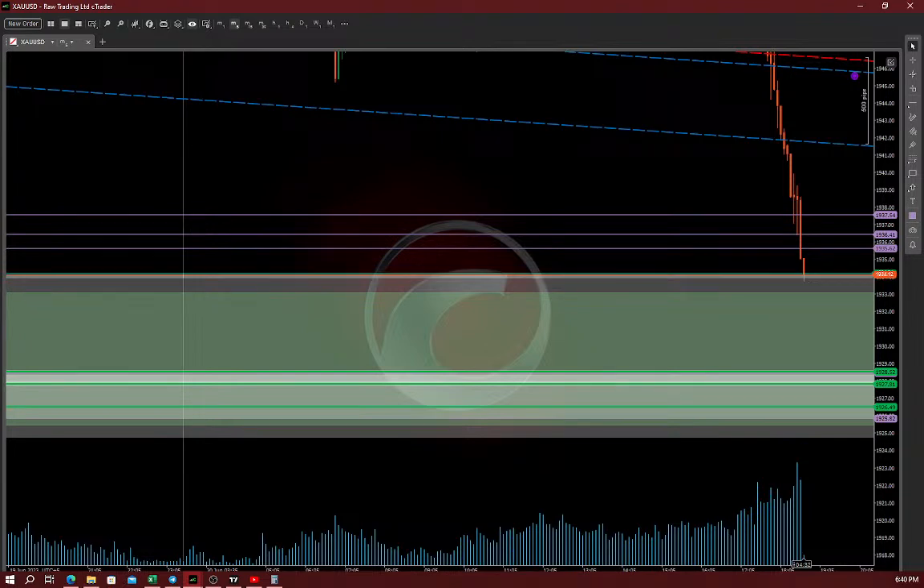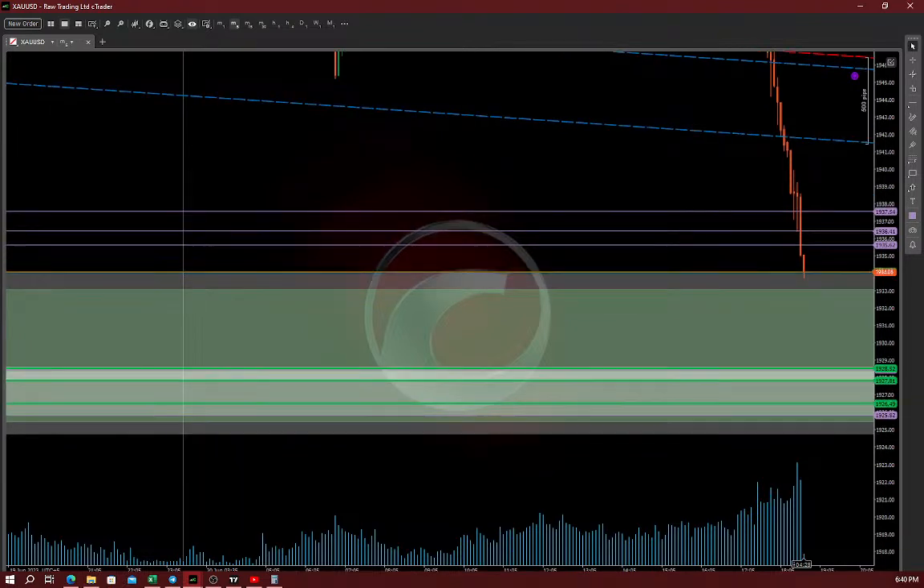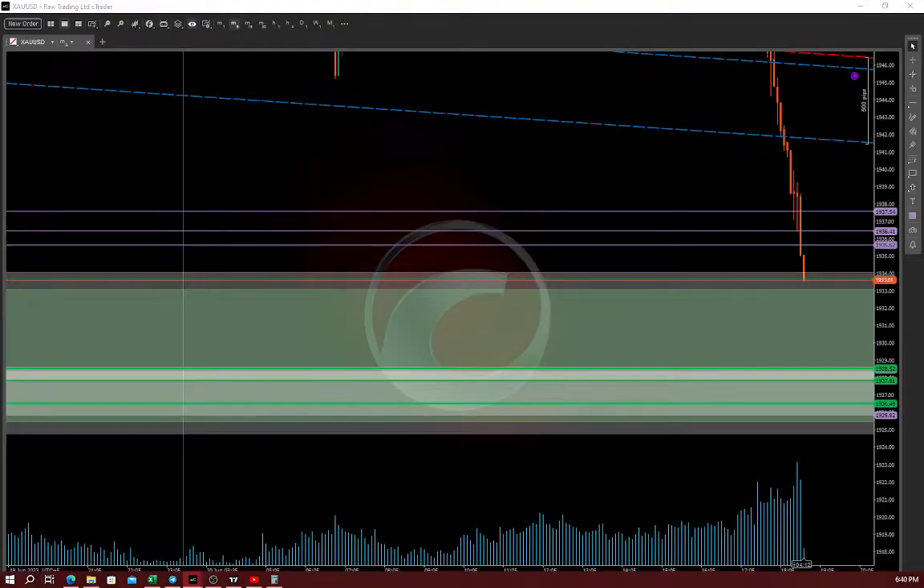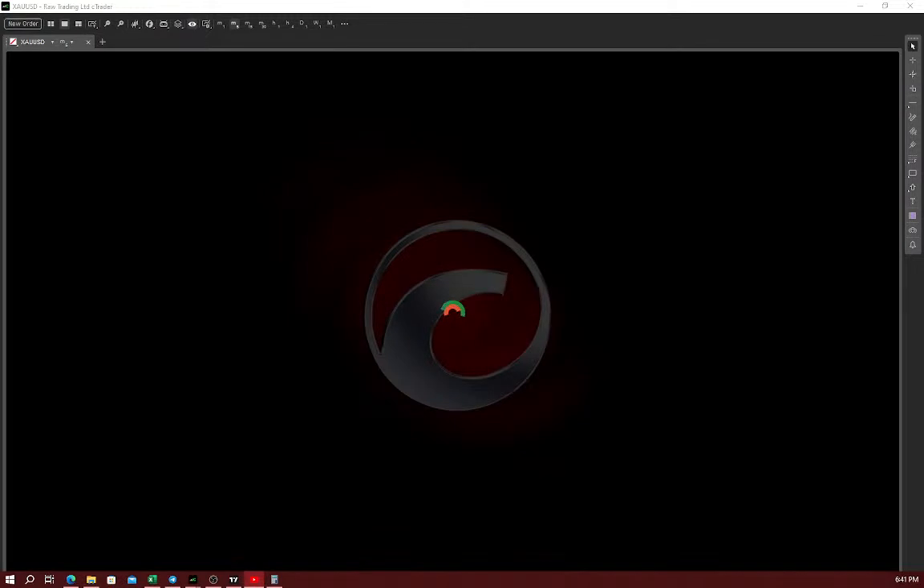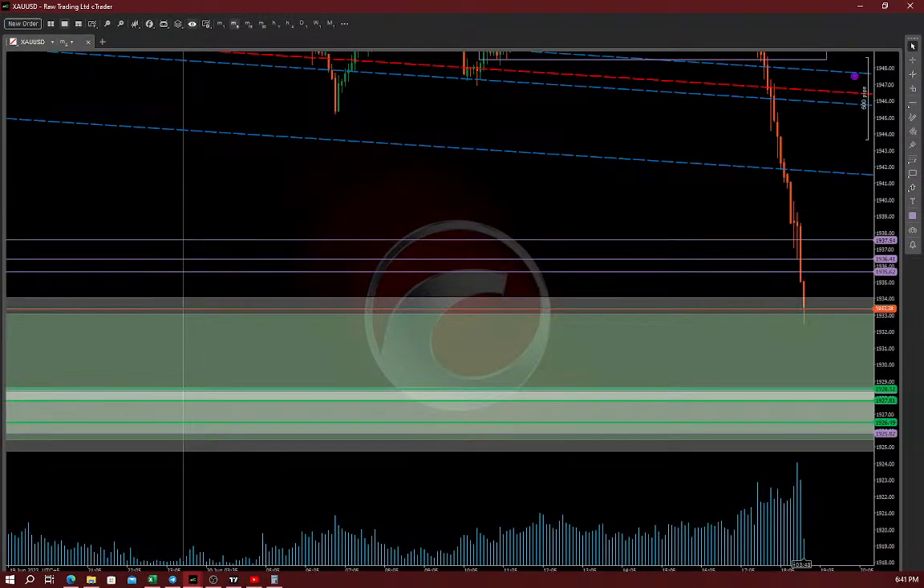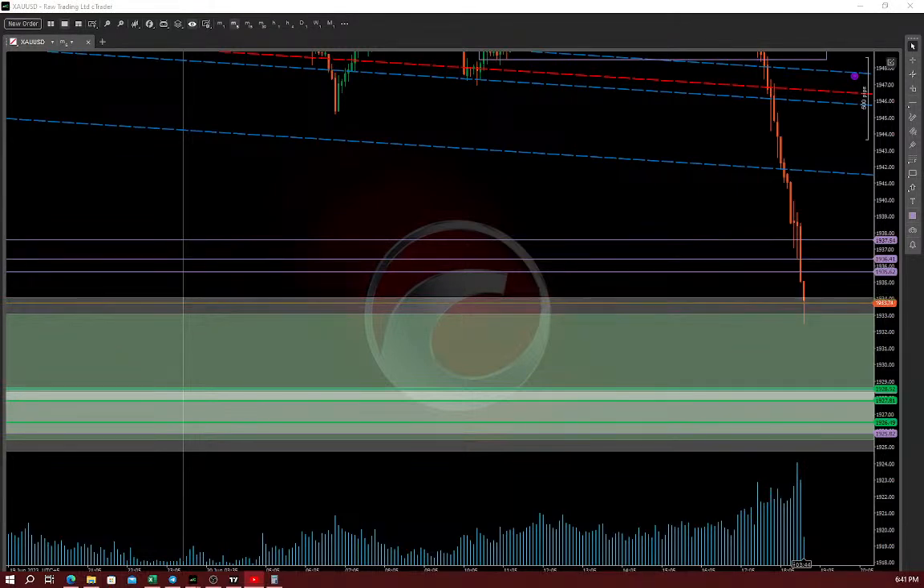So we are in the zone at last. Yes, we are in the zone, guys. At last we are in the zone, and we can see a good pushback. I will not be entering now. I have to wait. Patience, patience, guys, patience.